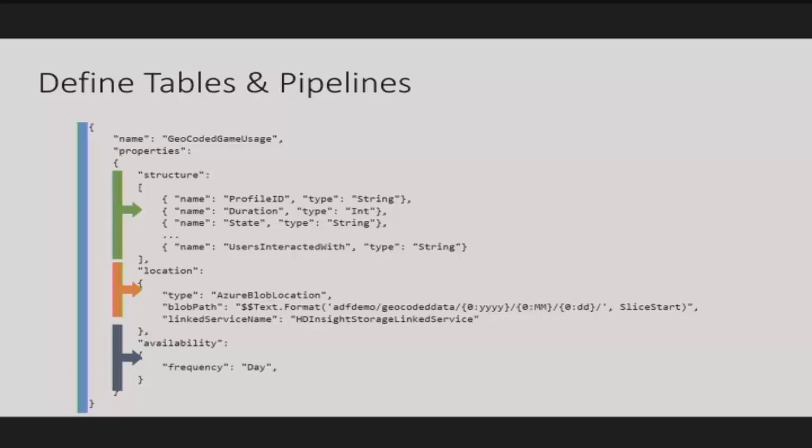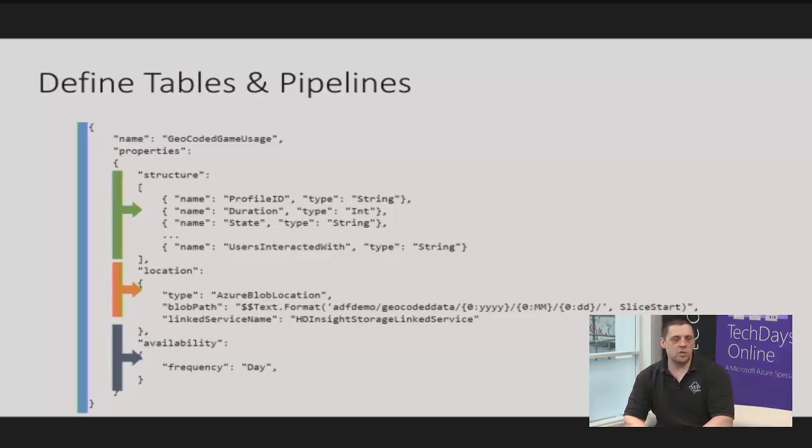Underneath, everything is JSON. So in integration services, if you look underneath the covers, it's all XML. But in Azure Data Factory, it's JSON. So there's a natural structure to the way that this JSON is structured. So for example, this is defining a table, a data set.